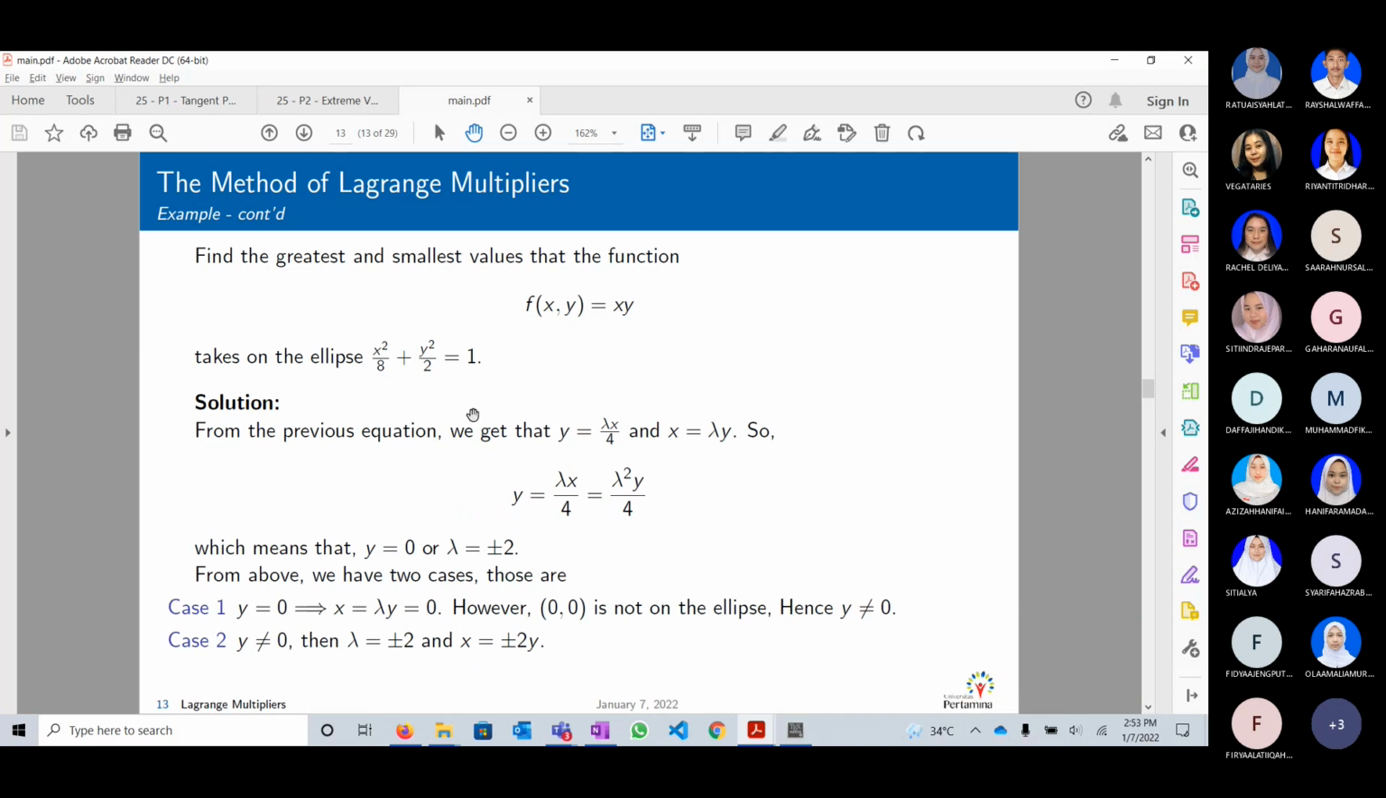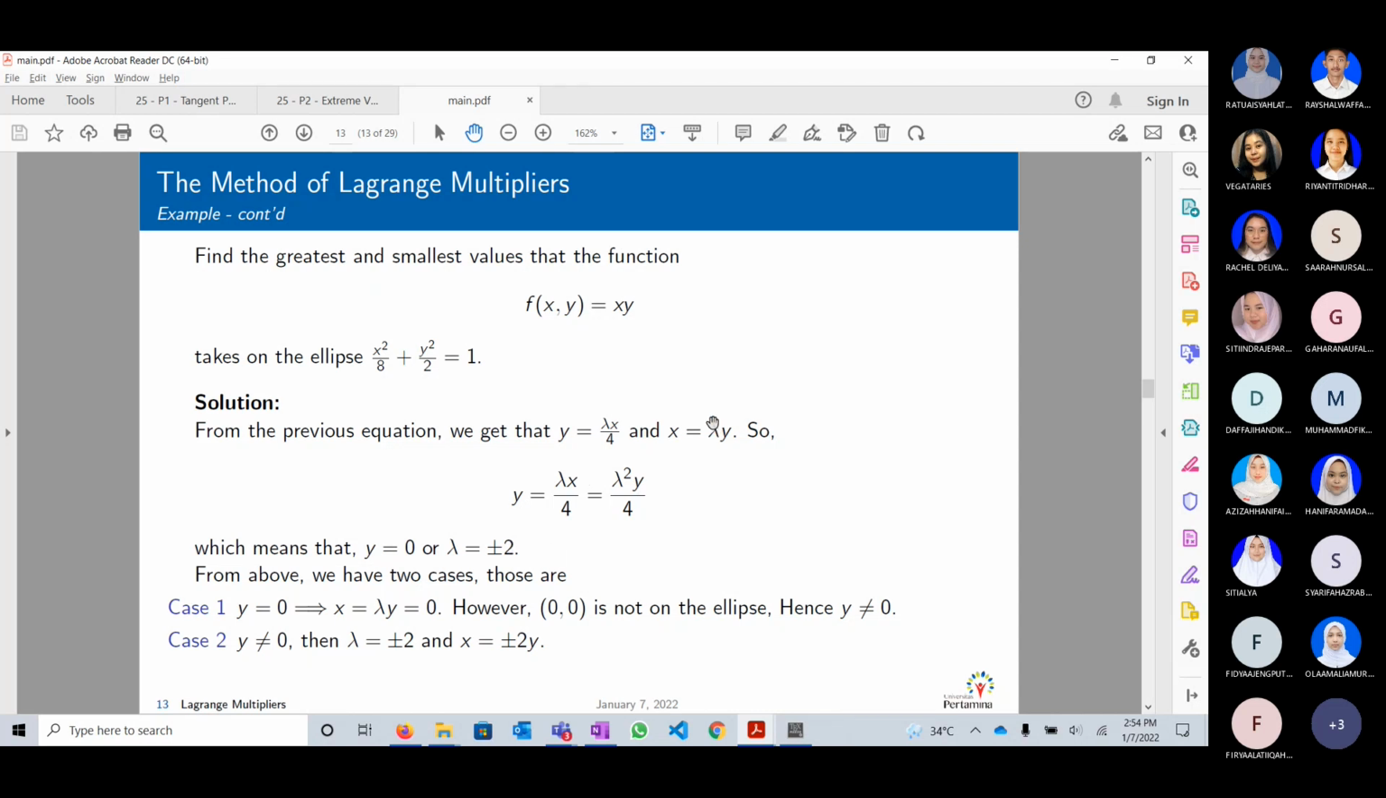And after this, from these two equations, we get that y is equal to lambda x over 4, and we substitute x equal to lambda y into this equation, so we get that y is equal to lambda squared y over 4, which means that this equation is satisfied if y is equal to 0 or lambda is equal to plus minus 2.